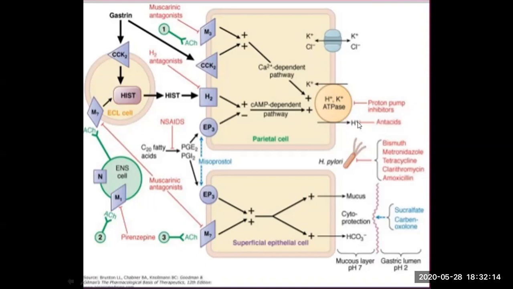And antacids neutralize the H plus and Cl minus, that is the gastric acid, thereby producing relief. Then the mucus and bicarbonate secretion is stimulated by misoprostol. And sucralfate coats the ulcer. And then H. pylori is treated using bismuth, metronidazole, tetracycline, clarithromycin and amoxicillin. So all these summarize the mechanism of action of all the groups of drugs which act on peptic ulcer.